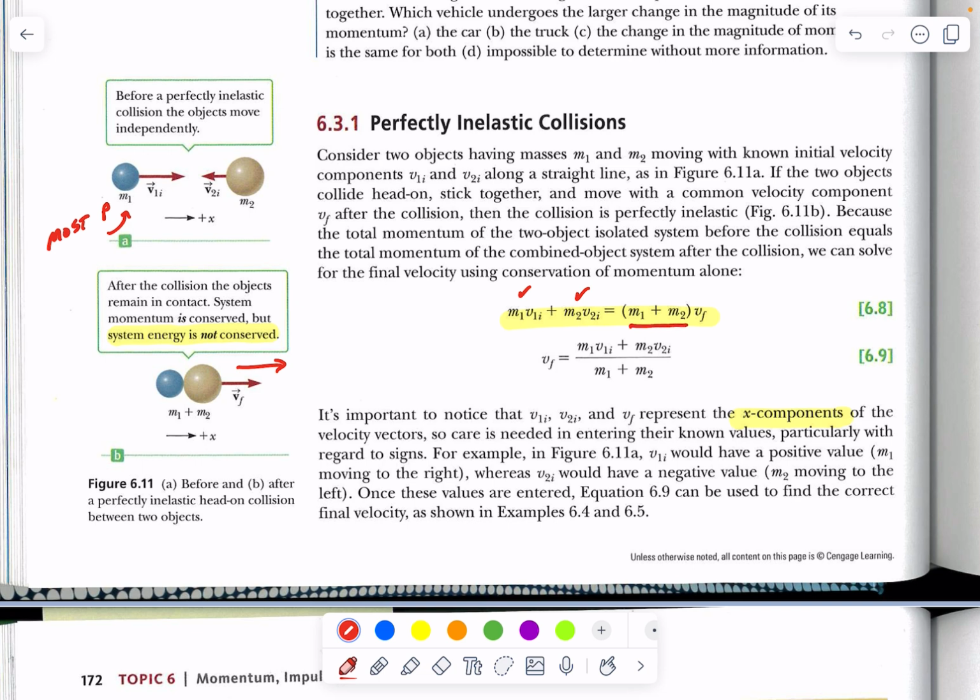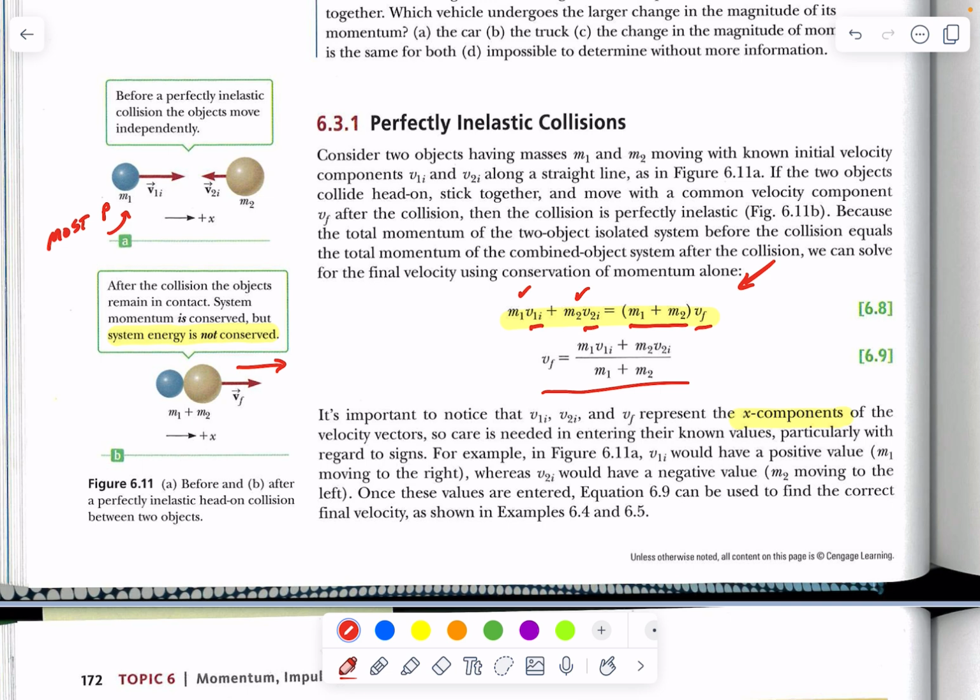And notice that we have an initial velocity for one object, an initial velocity for the other object, and a completely different velocity for the two objects when they've stuck together. So this equation, if you simplified it, would enable you to find the final velocity of the two objects that have stuck together. I would not bother to memorize this because it's pretty easy to set up the math here with conservation of momentum and solve it from there.